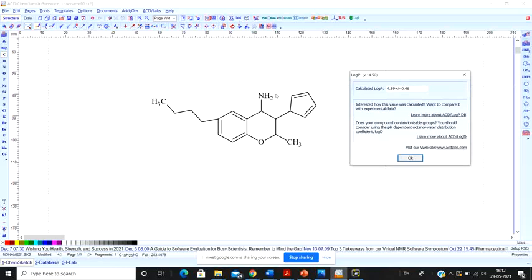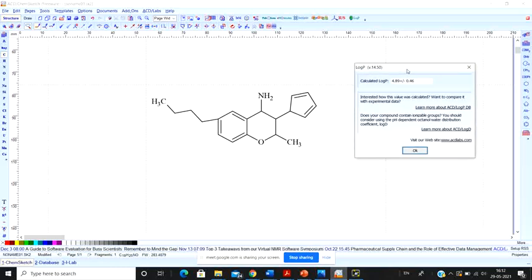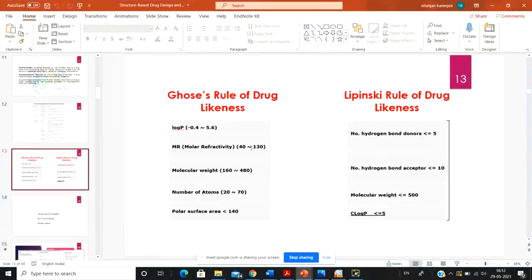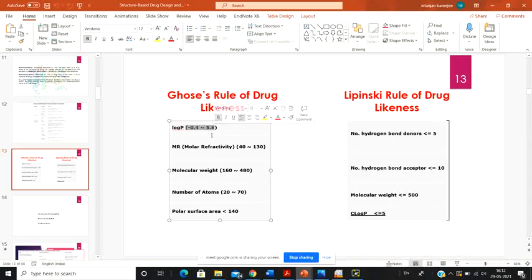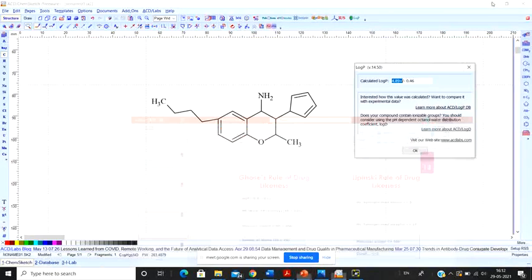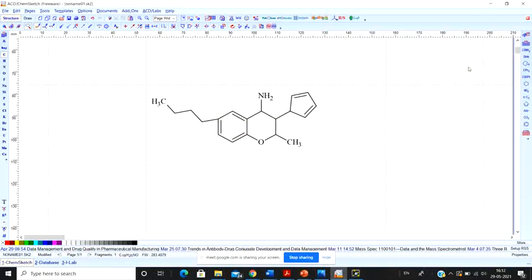So now see, I've edited that particular molecule, and if I click on log P, it is saying that the calculated log P is 4.89. And what was the log P value according to Lipinski's rule? It lies between minus 0.4 and 5.6. So if it is well within the range, that means this particular molecule is solubilized in water. Okay, but this will obviously change.